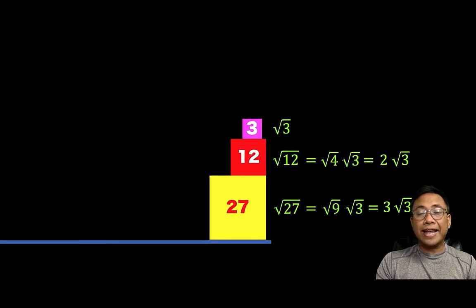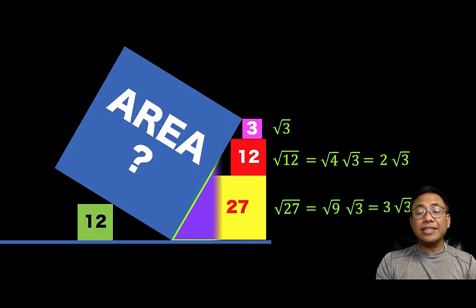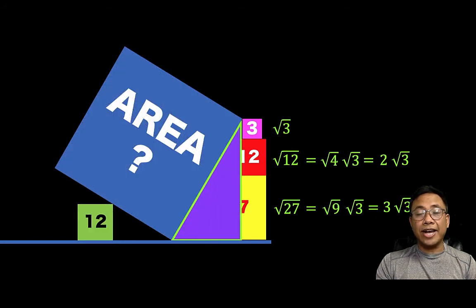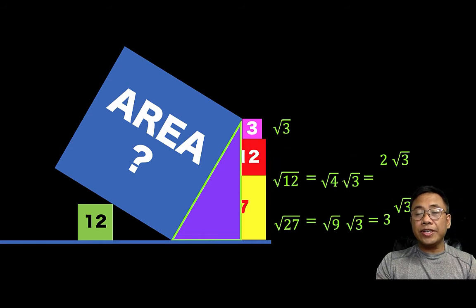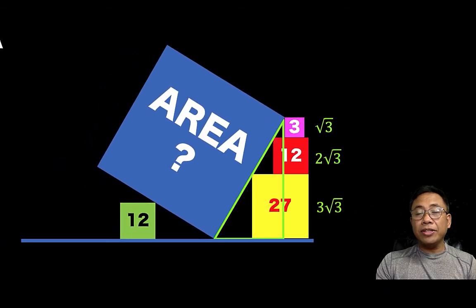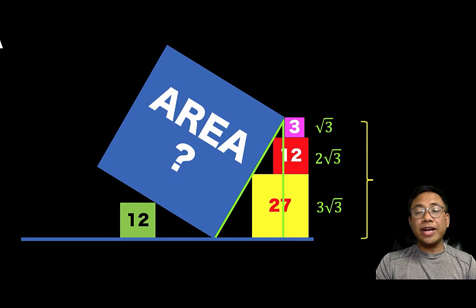Now let's put back the other squares. Then let's concentrate on this right triangle. In this right triangle, the hypotenuse is the same as the side length of the blue square. The height of this triangle is equal to the sum of these 3 measures, and adding them all together, we found that the height of the triangle is equal to 6 square root of 3, because you have here 3 square root of 3 plus 2 square root of 3 plus 1 square root of 3.